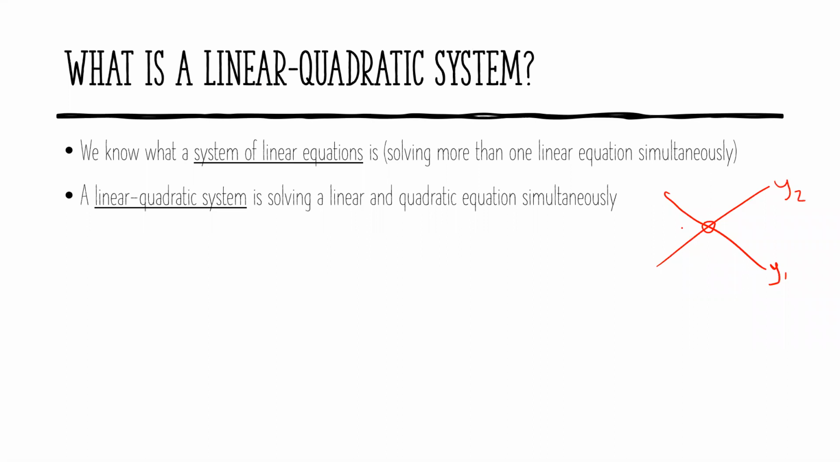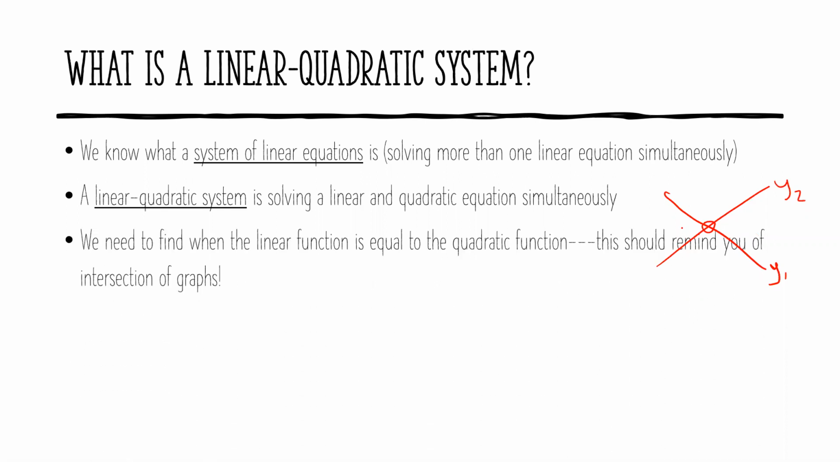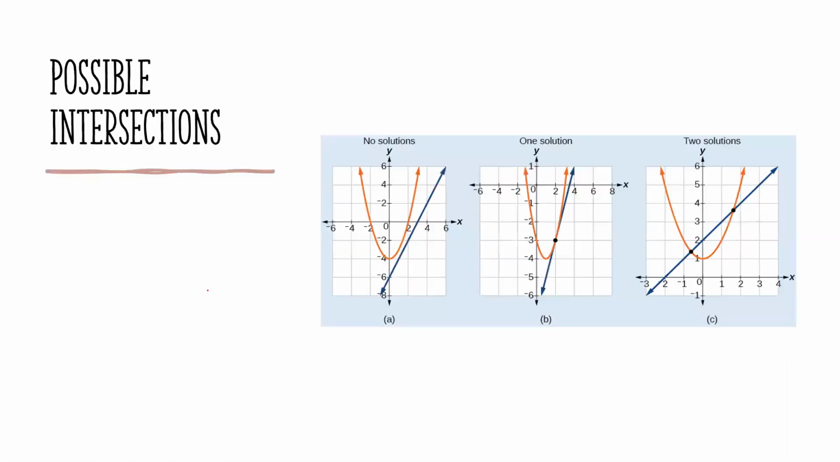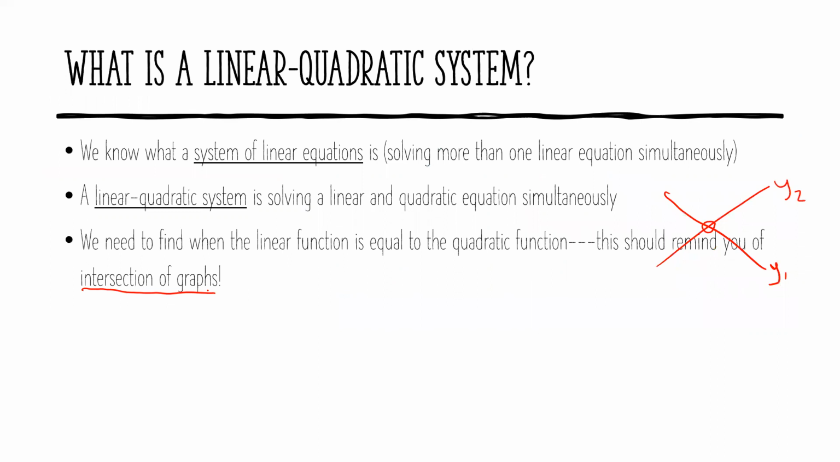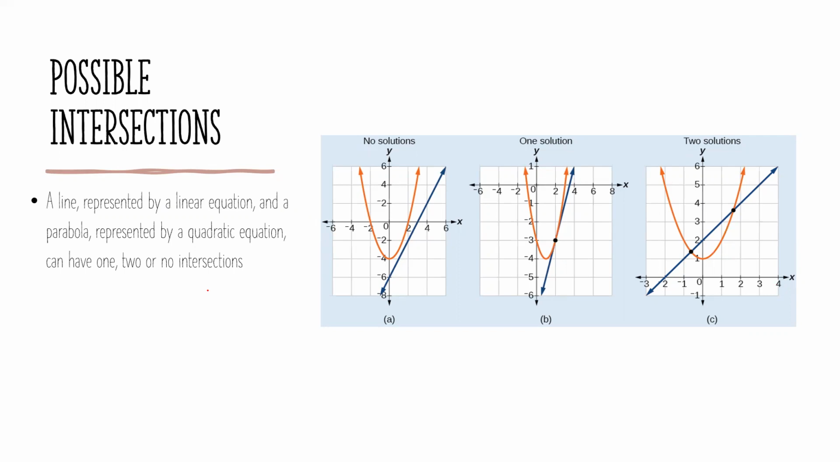Well, this is actually extremely similar. What we're doing is we're looking at where a line and a parabola will intersect with each other. What you really want to do in this case is figure out when the linear function is equal to the quadratic function. So this hopefully reminds you of intersection of graphs, right? That's really what we're looking at, the intersection of two graphs. It's actually not too different of a concept compared to what you've done before. I hope you realize that. It's extremely similar. So there are a couple of possibilities for intersections.